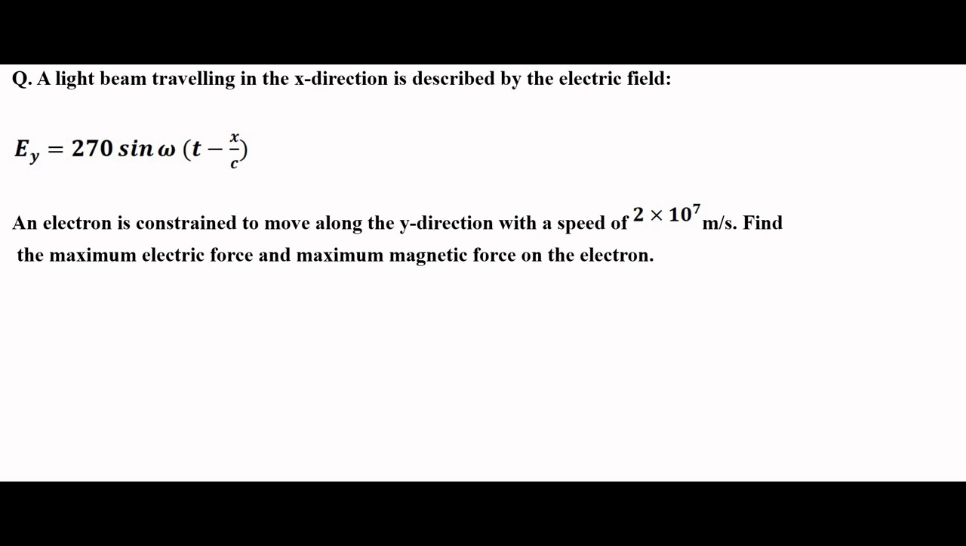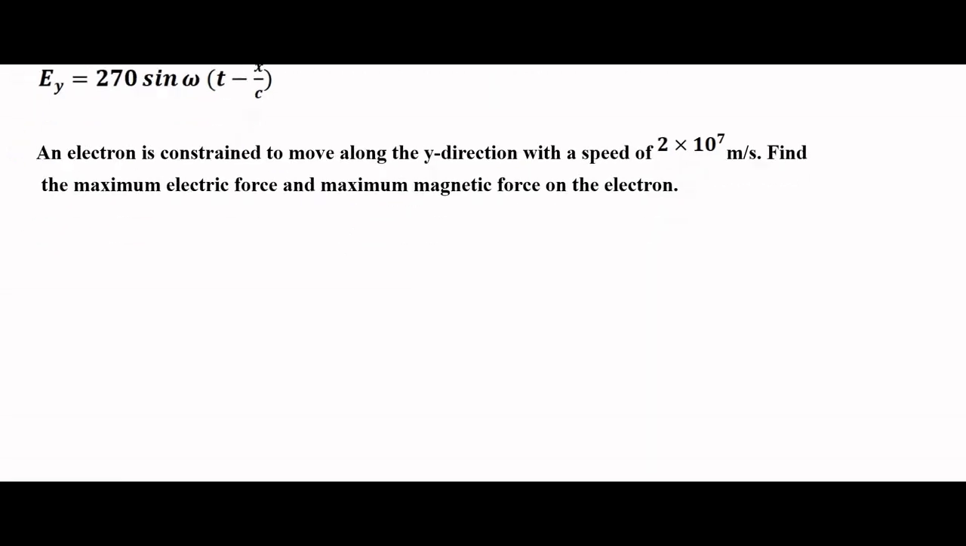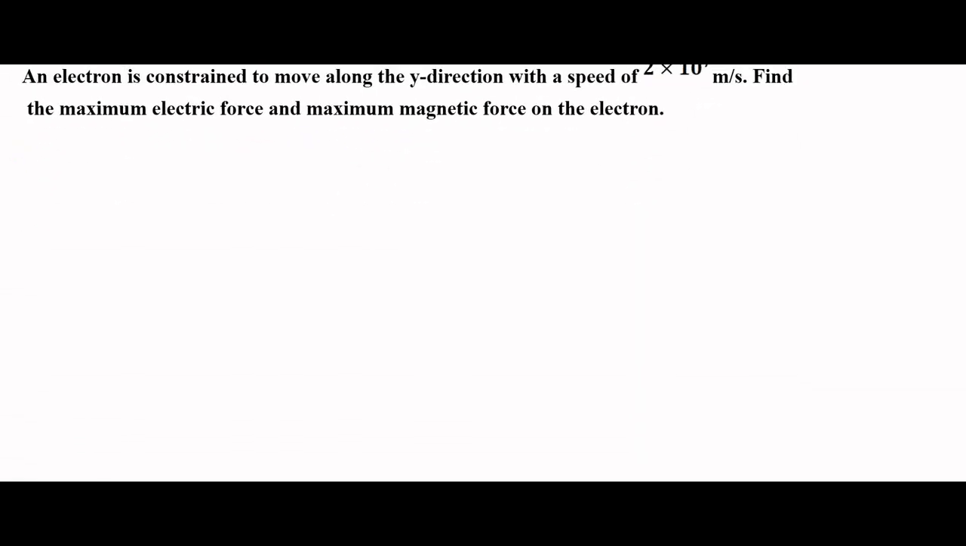So here it is given that we have the light beam which is moving along the x-axis. The electric field variations are along the y-axis. So obviously the magnetic field will be along the z-axis. Okay, so now let us express first the electric field.